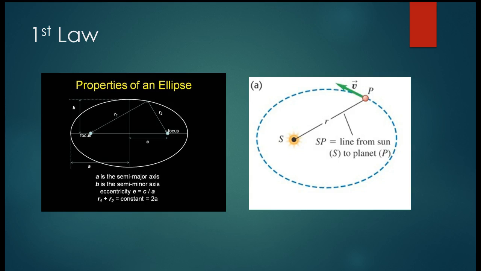Okay, so for the first law, basically Kepler said that all orbits are ellipses and that the sun is at one focus. So what's at the other focus? Turns out that it's empty space, except if you have something like the Earth's orbit, where the two foci are so close together that they're essentially inside of the sun.